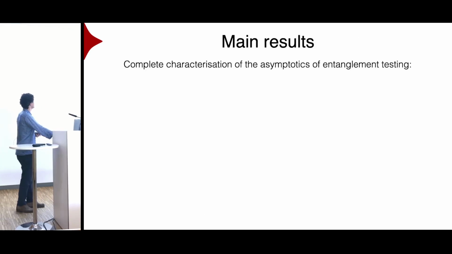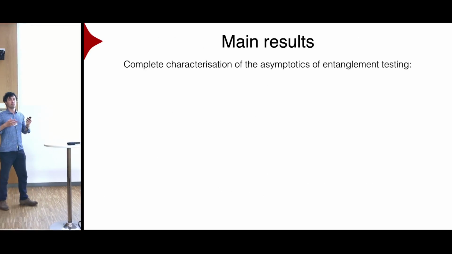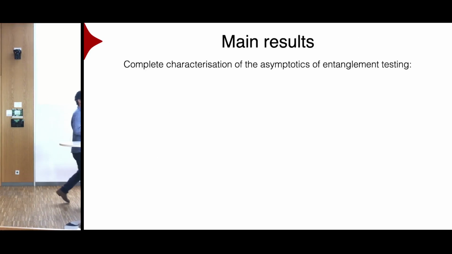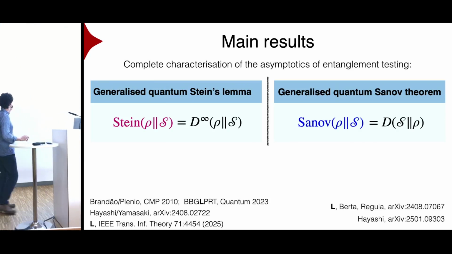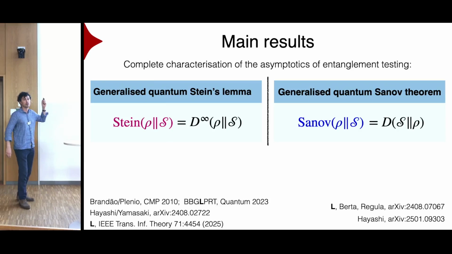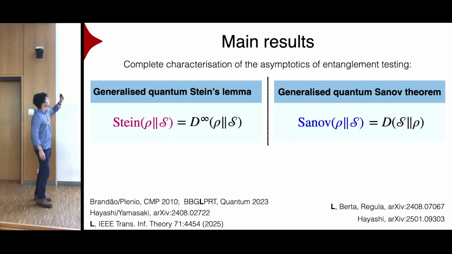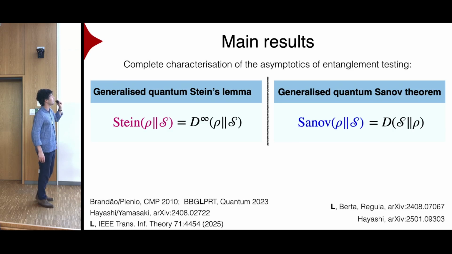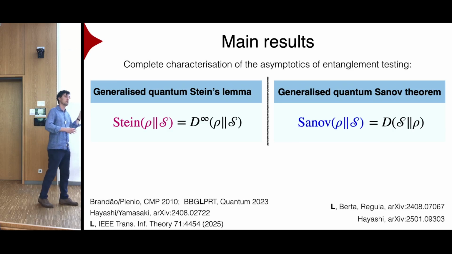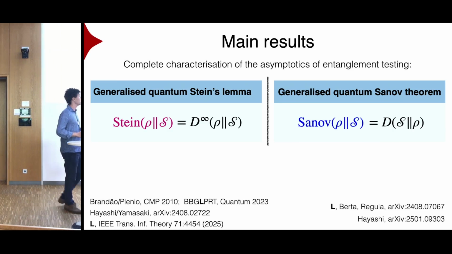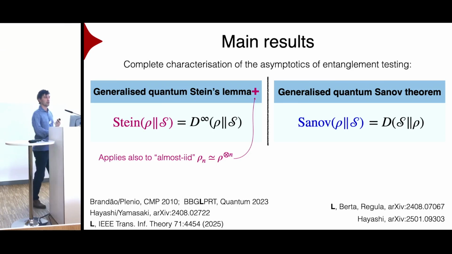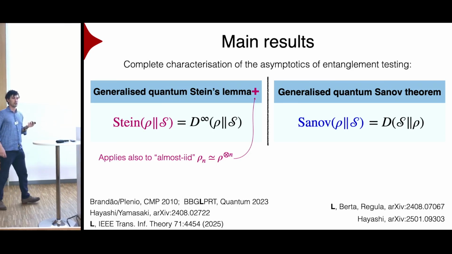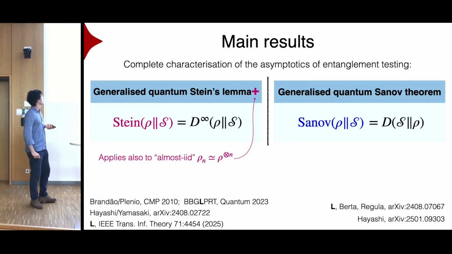Now the main results of this talk are the calculation of both of these exponents. You have the generalized quantum Stein's lemma on one side, which tells you the Stein exponent is the regularized relative entropy of entanglement, and you have the generalized quantum Sanov theorem on the other side, which tells you the Sanov exponent is the reverse relative entropy of entanglement. In fact, what I prove in the paper is a slightly stronger version of the generalized quantum Stein's lemma.